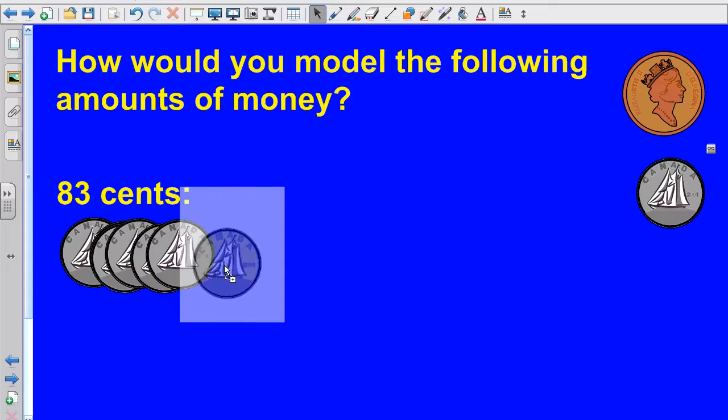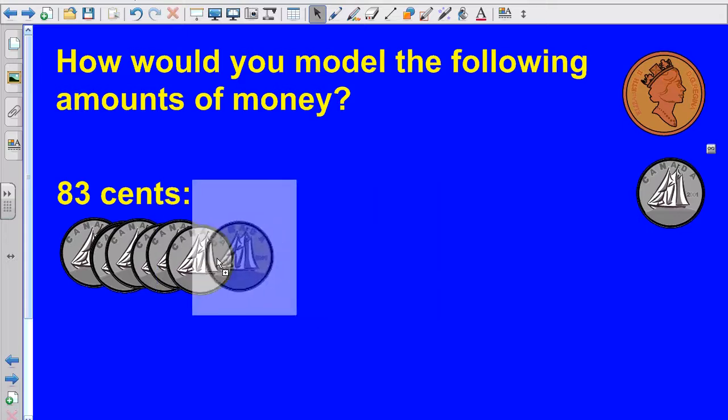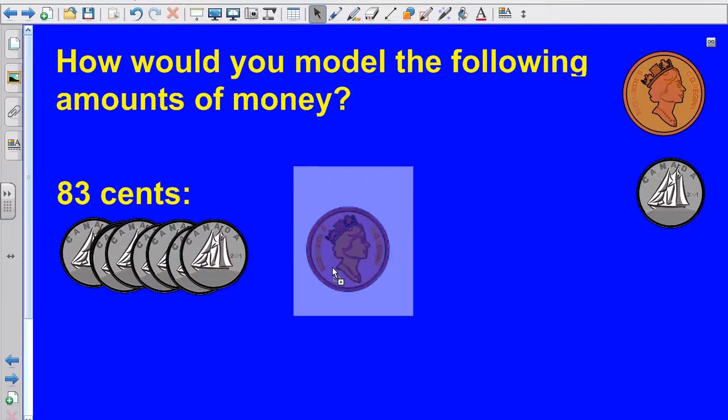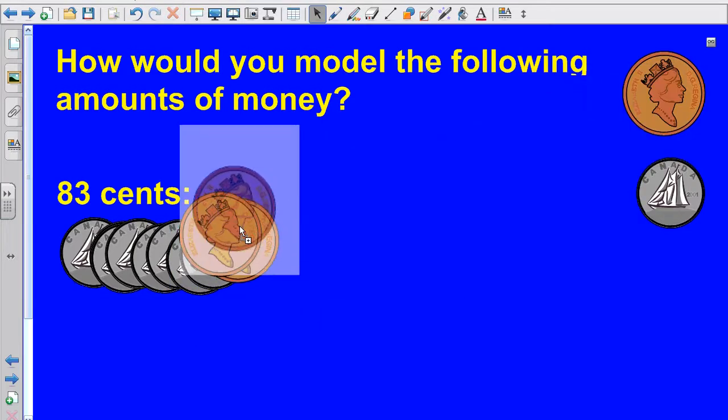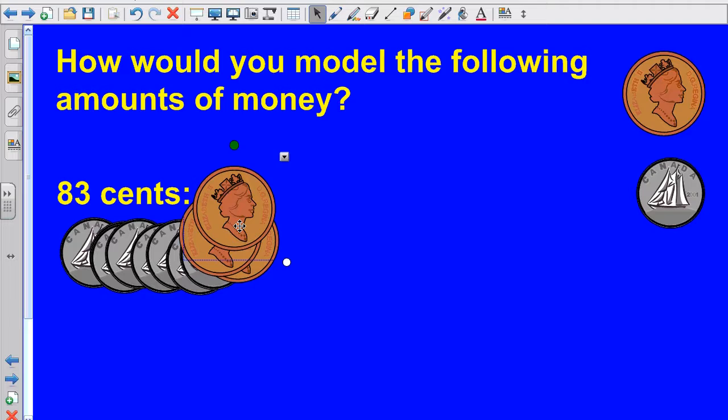60, 70, 80, 81, 82, 83. There you go. All right, so, did she do it right? She sure did. Now, when you're drawing on the assignment, please don't make them in a pile. I can't count them. Sorry.